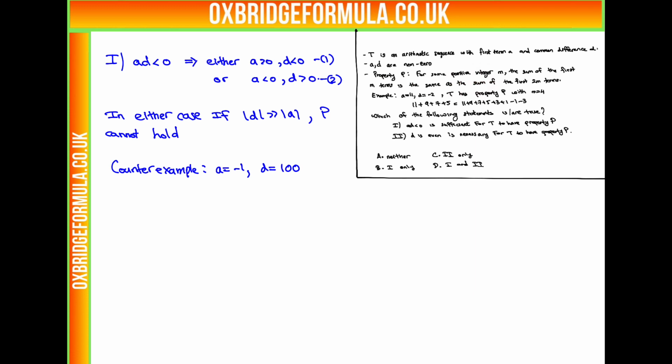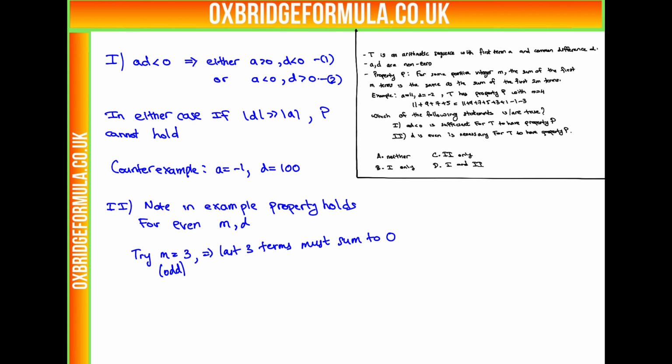Now, if we think about statement 2, we're looking at whether D being even is necessary. In the example they gave us, M was even and D was even because it was minus 2. So if we're trying to disprove statement 2, we need to find a sequence where P holds but D is odd. It makes sense to try M being odd now, because the example they gave before was when M was even, and that resulted in an even value of D.